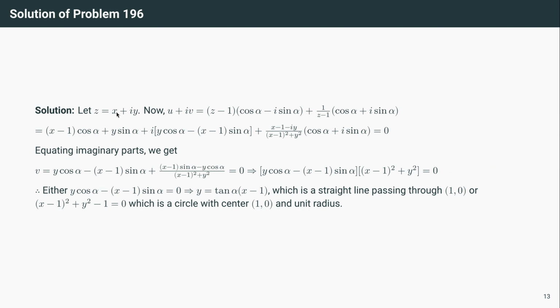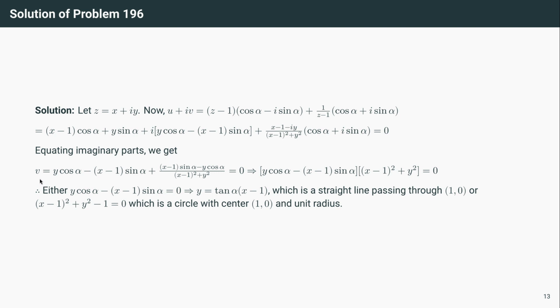So we have z is equal to x plus iy. Now it is given that u plus iv is equal to (z minus 1) into (cos alpha minus i sin alpha) plus 1 by (z minus 1) (cos alpha plus i sin alpha). So we expand this. We rationalize the 1 by z minus 1. We have ((x minus 1) minus iy) by ((x minus 1) whole square plus y square) into (cos alpha plus i sin alpha). So now what we do is we equate the imaginary parts.